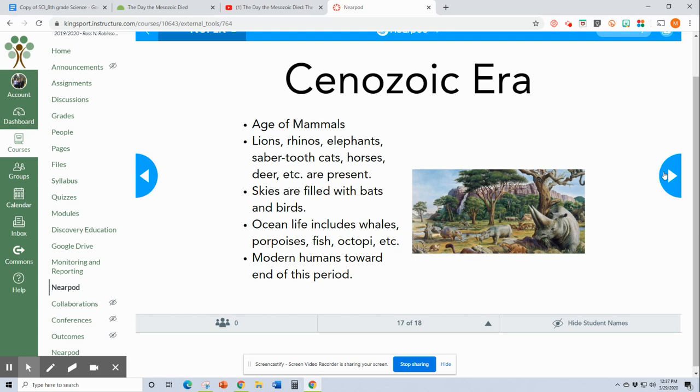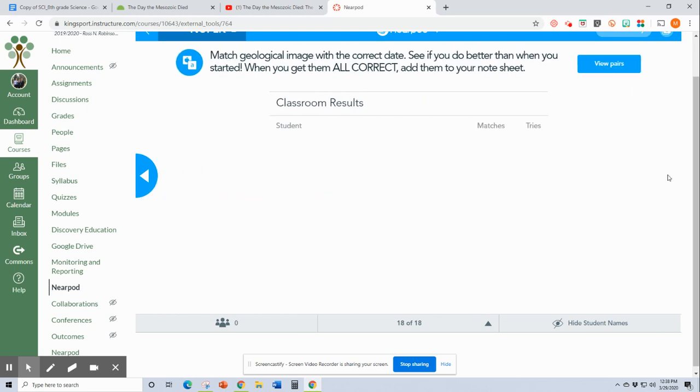Humans are very new on the scene. I mean, if you really think about the whole geologic history of the Earth and you want to put humans in there, we actually haven't been here that very long as a species. So it's kind of something interesting to think about.